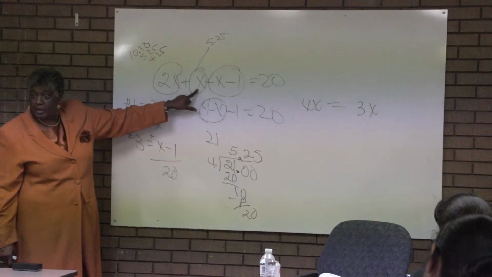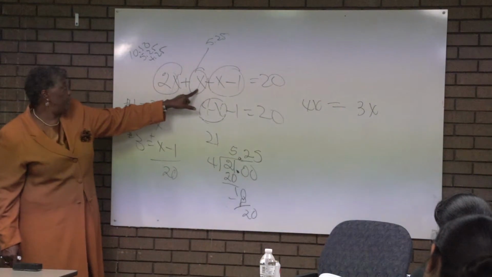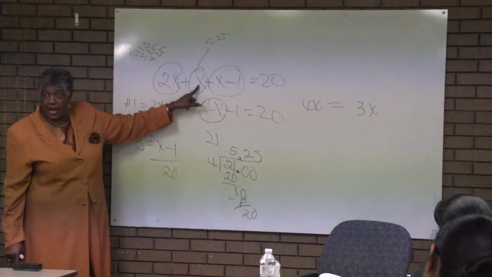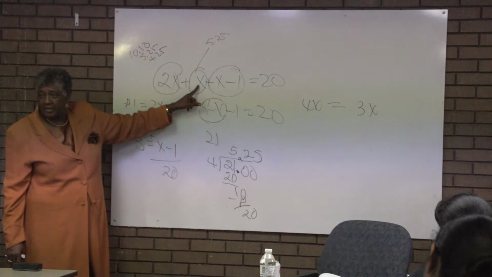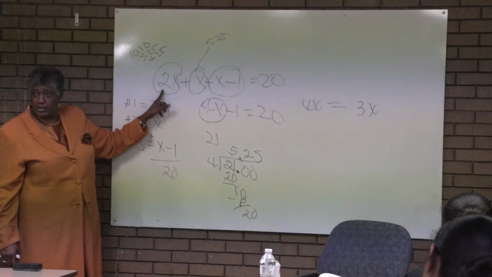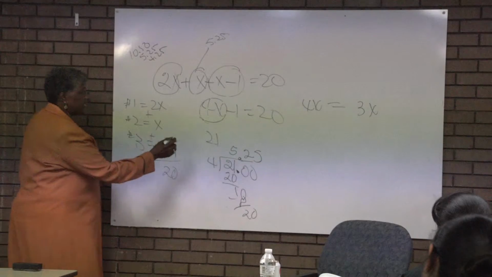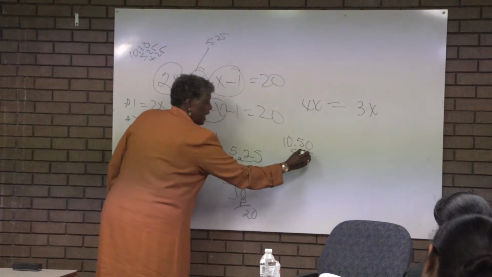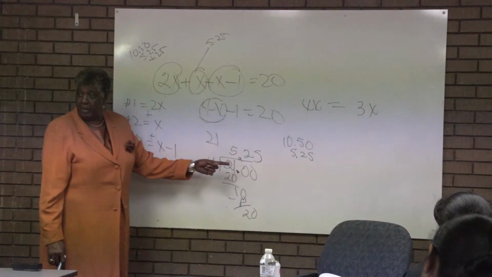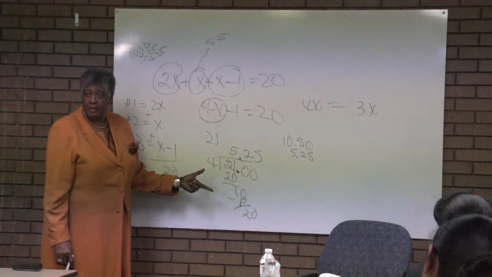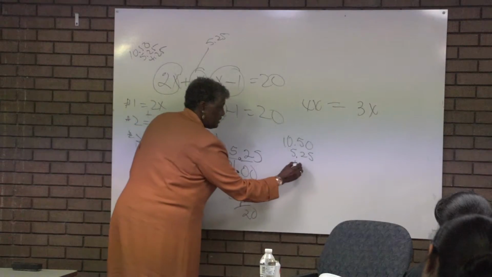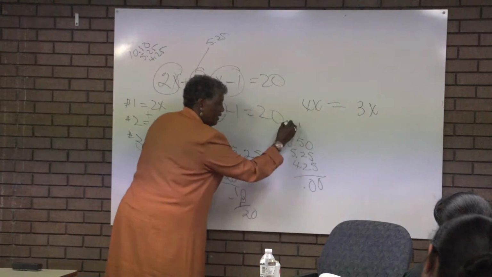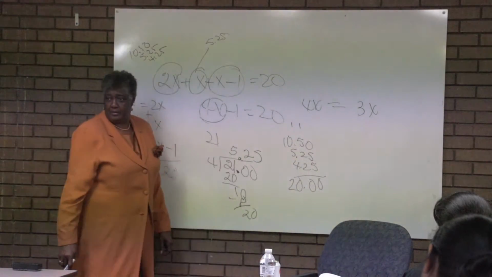And who's X? That middle child. Because I already told you in the first place the middle child was X. So I know now that the middle child is going to get $5.25. I said the oldest child is going to get twice as much. He's going to get $10.50. I said the youngest child is going to get $1 less than the middle one. How much is he going to get? $4.25. And when you add all that together, there's your $20.